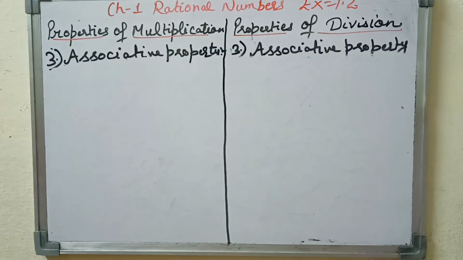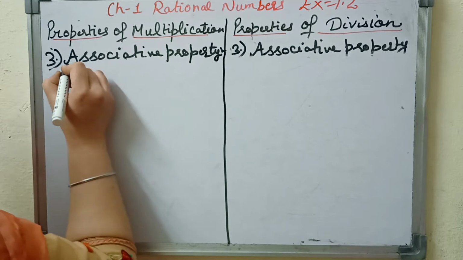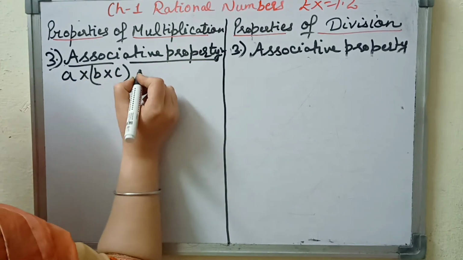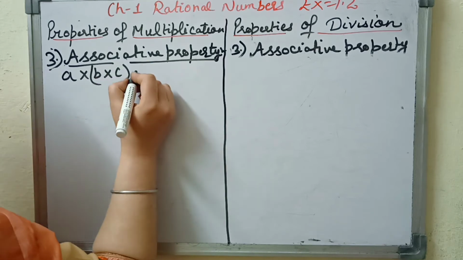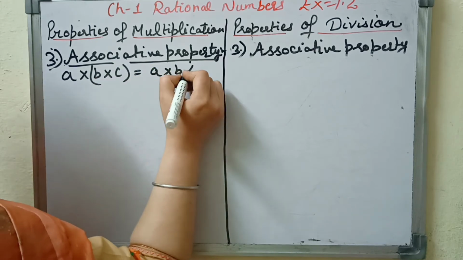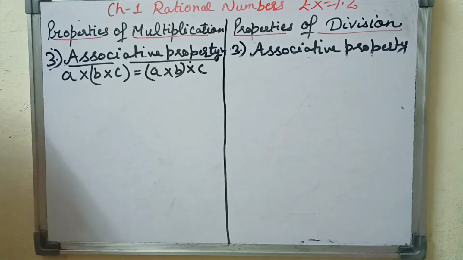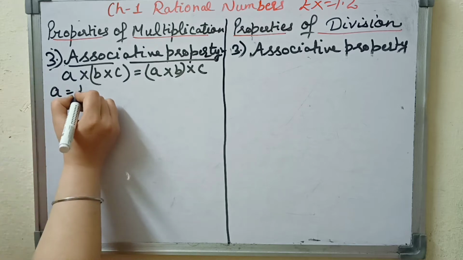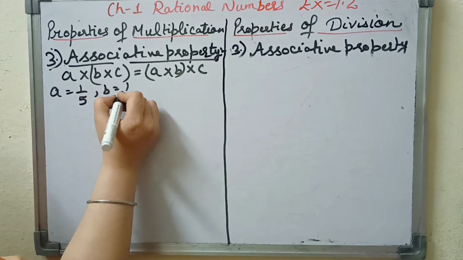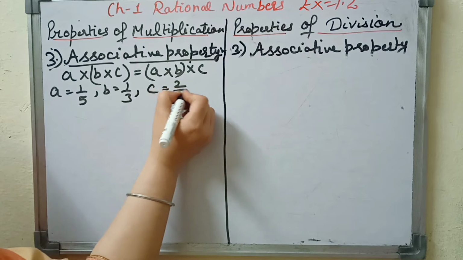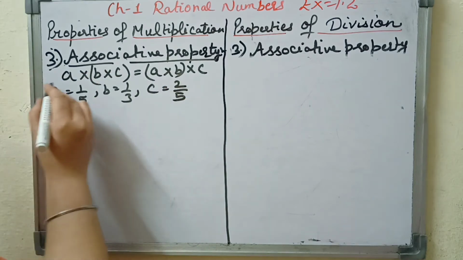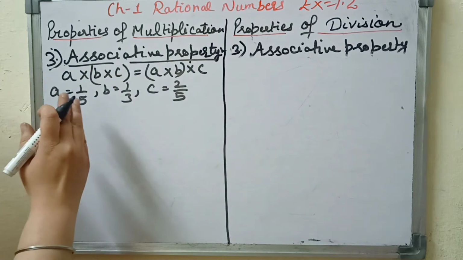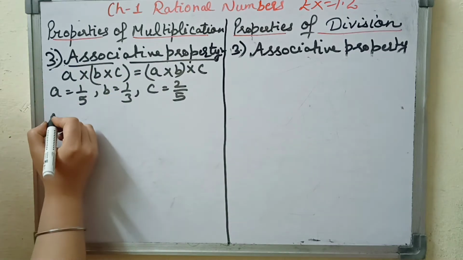The third property is the associative property. According to this property, A multiplied by B multiplied by C, with the bracket on the second and third terms, is equal to A into B into C with the bracket on the first two terms. Now let us consider A as 1 over 5, B as 1 over 3 and C as 2 over 5. When I put the values on both sides, left hand side and right hand side, we will see the result will be the same. Now let us check how.